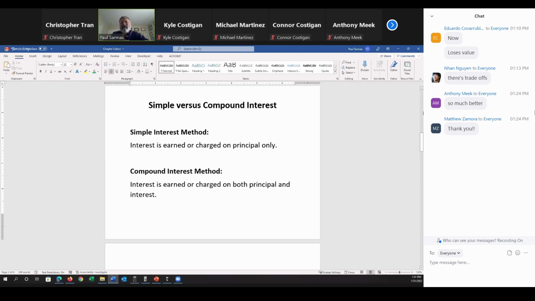Compound interest pays you interest on both the principal and the interest from the previous period. So if you're saving money, you prefer compound interest. But if you're borrowing money and you have to pay it, you prefer simple interest. Nowadays, in real life, most interest is paid on a compounded basis. Banks pay interest or charge interest on a compounded basis.